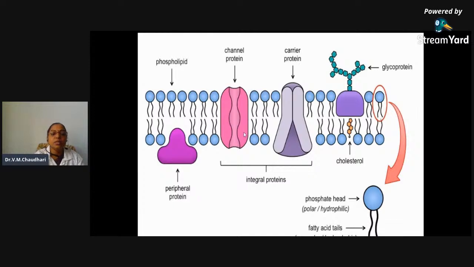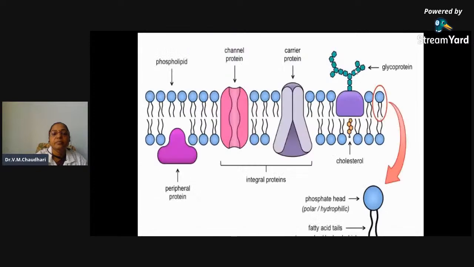And these are the proteins present in this phospholipid layer, embedded like this. These are the channel proteins. These are the carrier proteins. Some are the glycoproteins. So molecules pass easily from the outside environment to the inside.